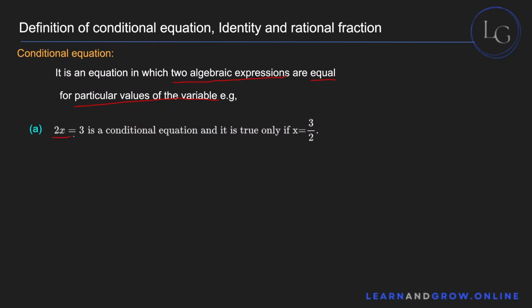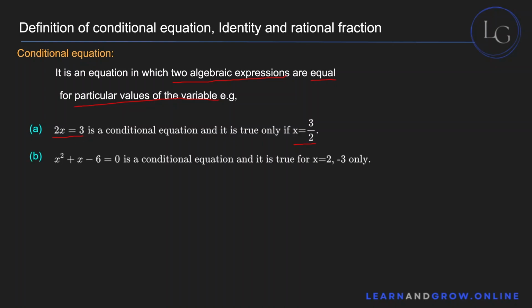You have this linear equation, and once you solve this, you can find out that x is equal to 3 by 2, obviously, because to get x on the left hand side, you'll basically divide this 3 by this 2, and so the value of x is equal to 3 by 2. So 2x minus 3 is a conditional equation, and it is true only if the value of x is equal to 3 by 2. So if the value of x is equal to 3 by 2, the left hand side is equal to the right hand side, and that is the condition.